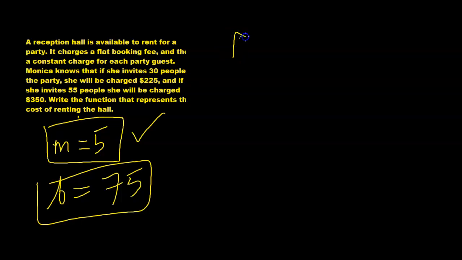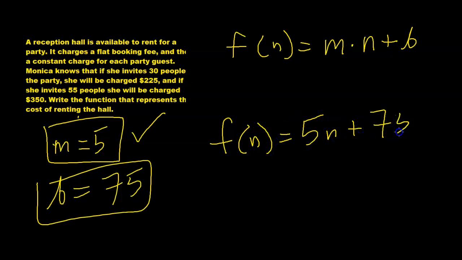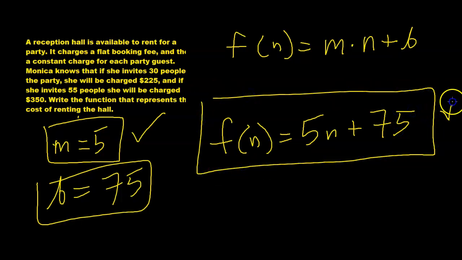We know that since this is a linear function, f of n equals m times n plus b. We know m is 5, we know b is 75, so we can finally write f of n equals 5n plus 75. And that's our answer. And that's how we're able to figure out the formula of a function if we only have two data points.